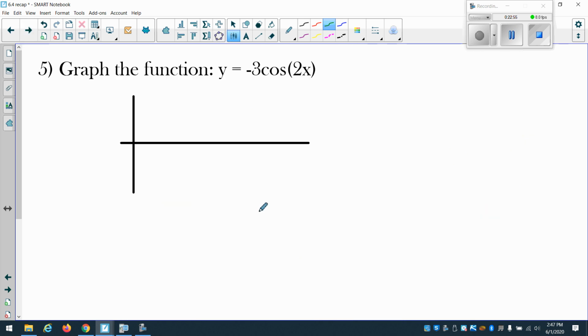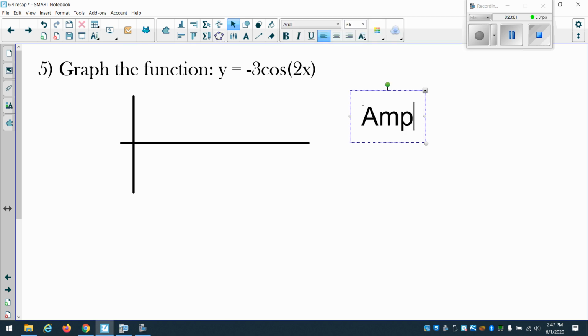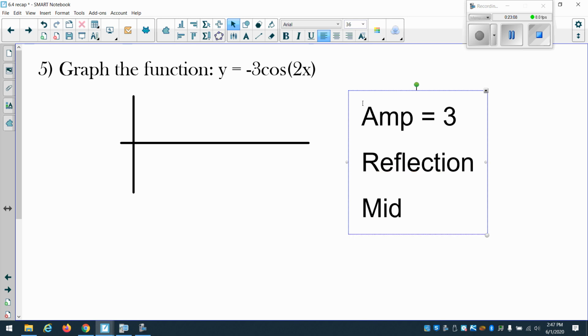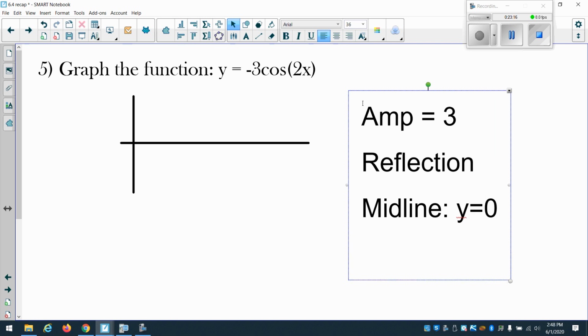Okay, and the last thing is graph the function. Okay, so the amplitude is 3. Okay, there is a reflection. Midline is y equals 0. And the period equals pi because it's 2 pi divided by 2, which is pi.